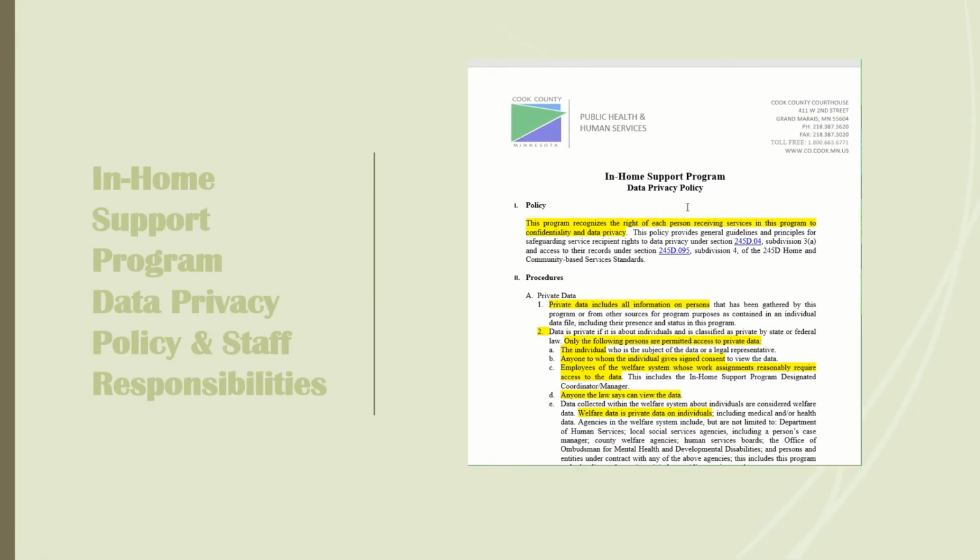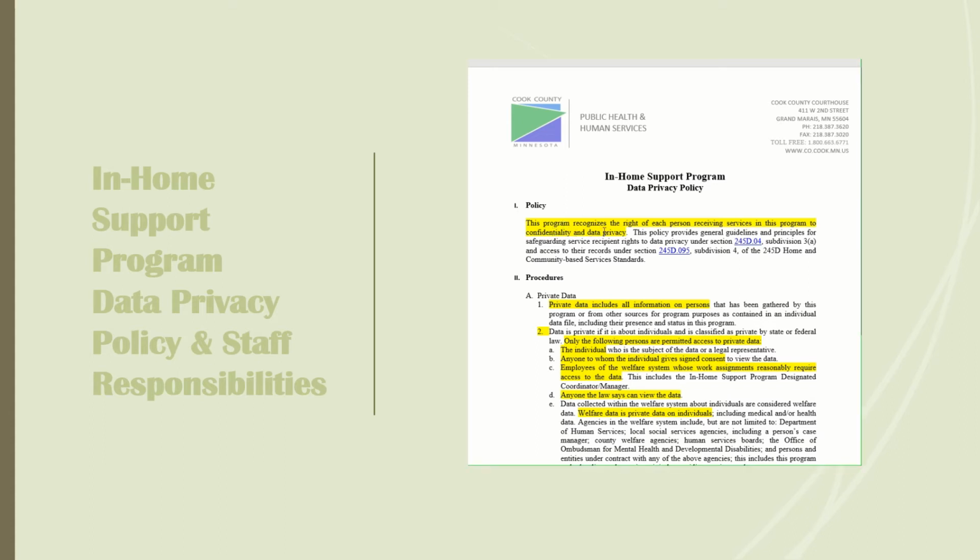We are here looking at the Cook County In-Home Support Program Data Privacy Policy, a copy of which you have in your service provider manual. This data privacy policy is provided to service recipients when they enroll in services, as well as annually after that. And you yourselves are trained on data privacy annually. And as I said, you have a copy of this as well. I would encourage you to go to your service provider manual and read this more thoroughly. I'm just highlighting a summary for the purpose of this training.